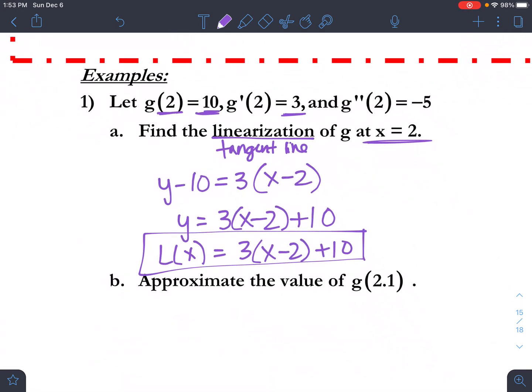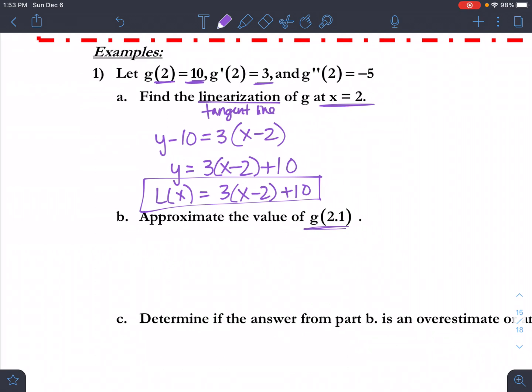Okay, so that's linearization. Then it says approximate g of 2.1. Okay, so here's what we're thinking about for that. How can we approximate something we don't even have? We have nothing about 2.1 here. What we do know is the graph. I'm just going to draw kind of a random sketch of it, but in a general sense, we know it kind of looks like this.